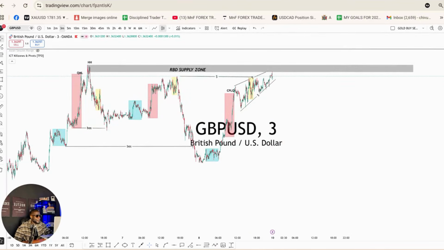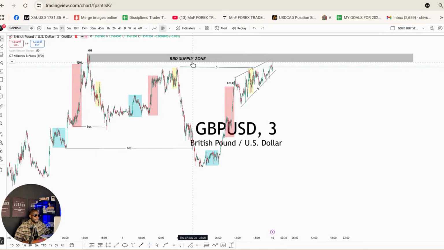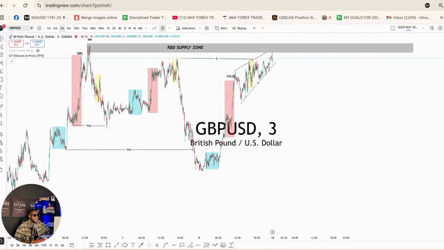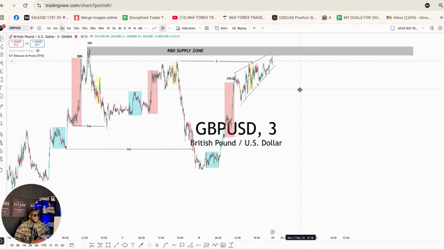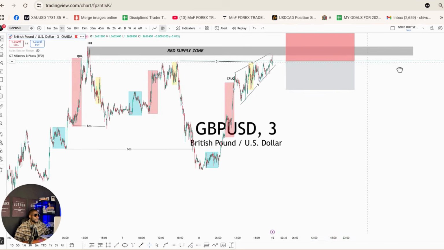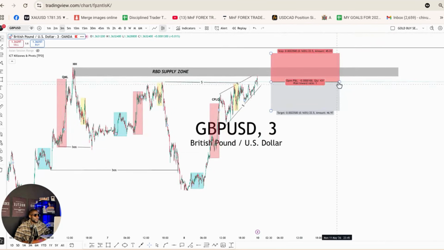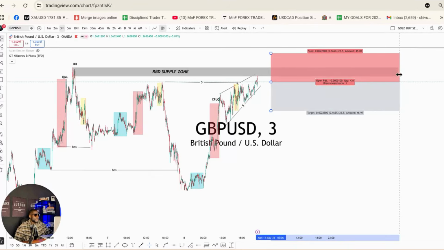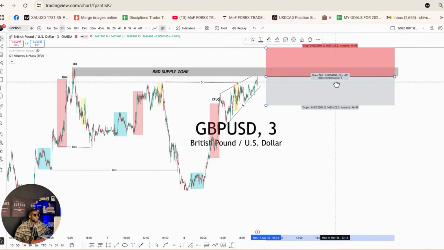You expect big momentum candles. All right, so let's see. Others call this an ascending trend line, I mean, an ascending triangle, like that. Others call it different names, but for me, we call this CPLQ right there.